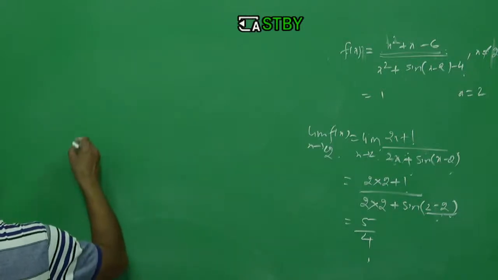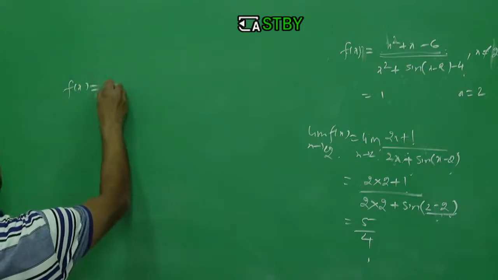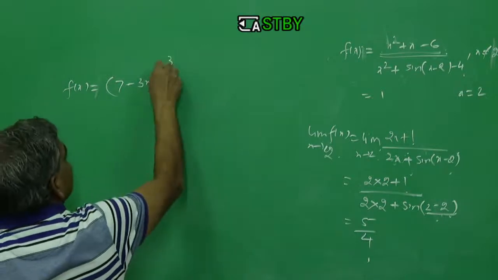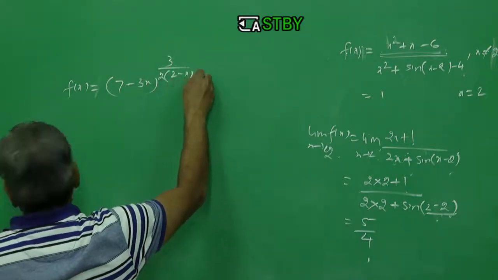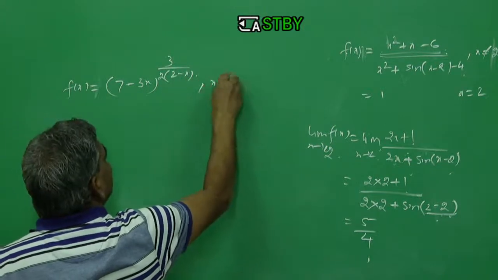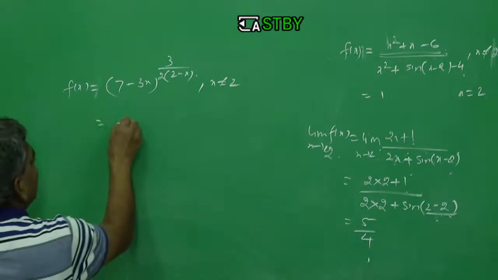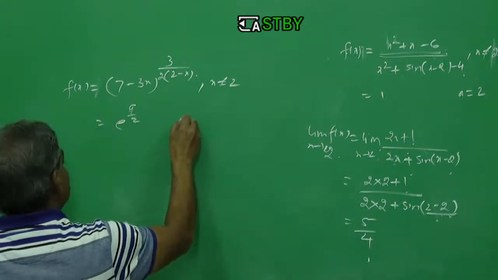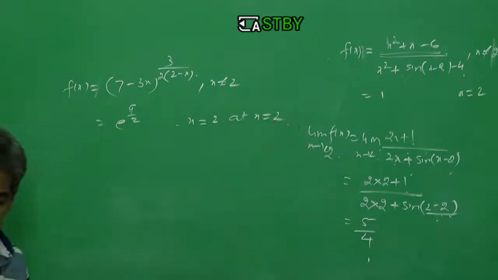देखो, f of x is equal to (7 minus 3x) whole to the power 3 upon 2 into (2 minus x), x is not equal to 2, and this is equal to e raised to 9 by 2 if x is equal to 2, at x is equal to 2.